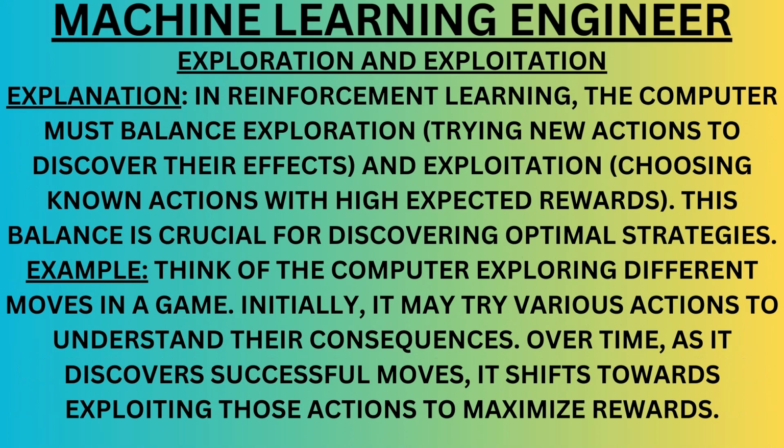Exploration and exploitation. Explanation: in reinforcement learning, the computer must balance exploration, trying new actions to discover their effects, and exploitation, choosing known actions with high expected rewards. This balance is crucial for discovering optimal strategies. Example: think of the computer exploring different moves in a game. Initially, it may try various actions to understand their consequences. Over time, as it discovers successful moves, it shifts towards exploiting those actions to maximize rewards.